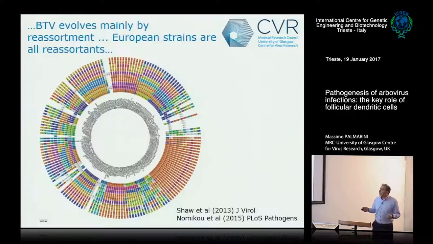There are a variety of viruses. I will not talk to you about this work, but what we've also shown, helping colleagues at Pirbright and others in Glasgow, is that this virus is segmented. What you see here is a radial tree of all the different segments, in different colors. What it means is that as soon as you have different viruses coming in, they will reassort, and that is one of the major drivers of evolution of this virus.